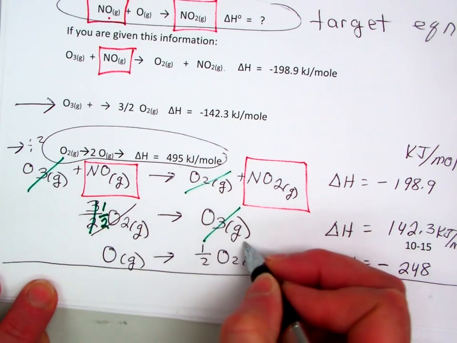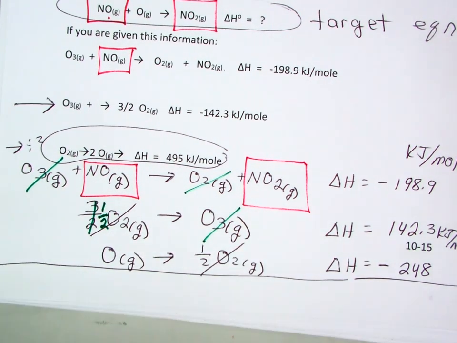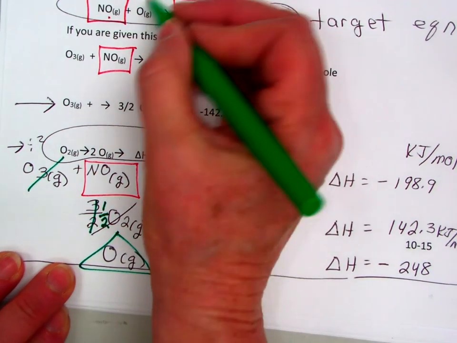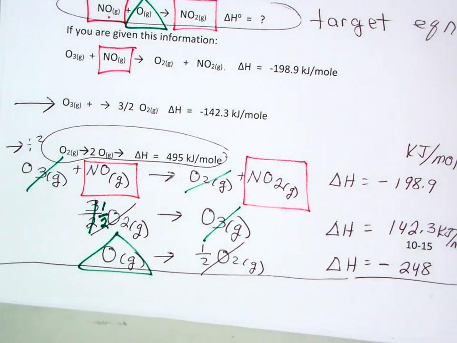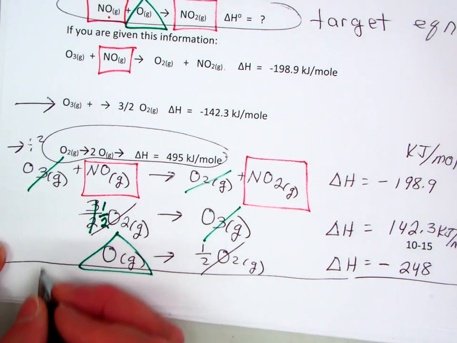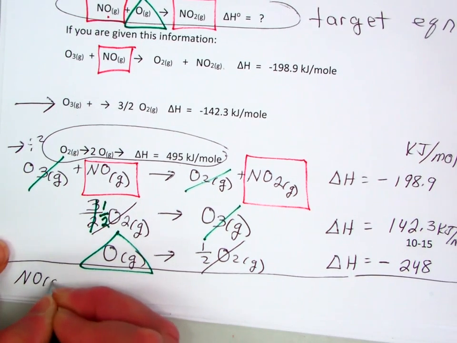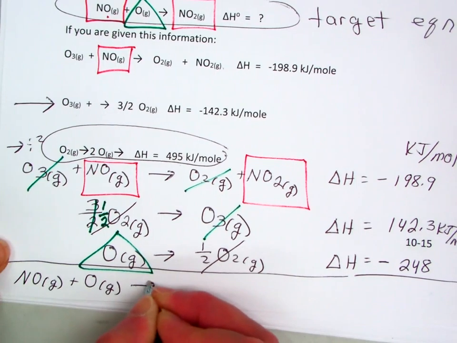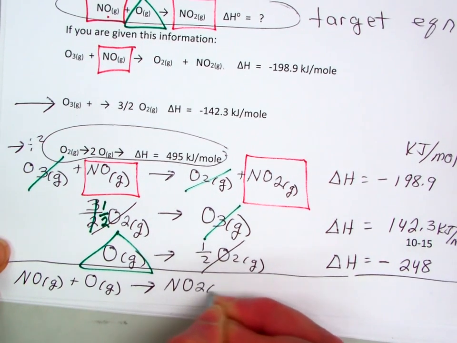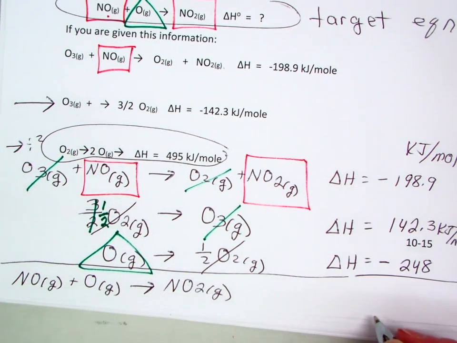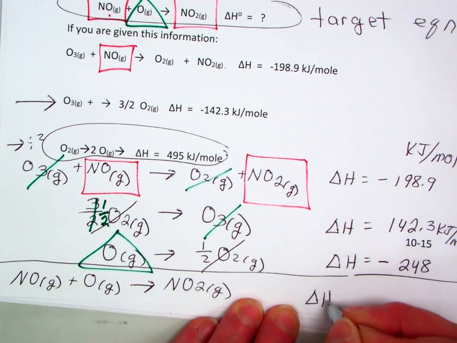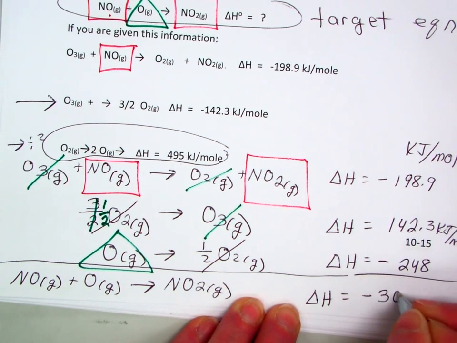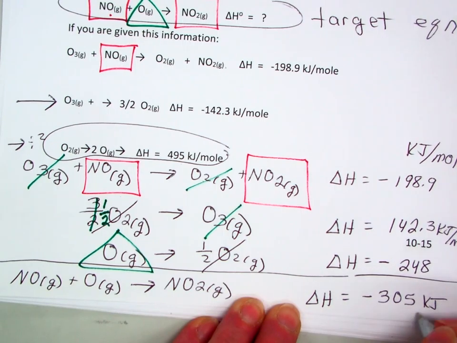So now I've canceled out this oxygen gas, and I have the oxygen atom that I need in my target equation. Now if I look at this, everything is canceled except what I wanted in my target. When I add this all up, I get NO gas plus oxygen atom in the gaseous state yields NO2 gas. Now all I have to do is add these enthalpies together. Delta H is negative 305 kilojoules per mole.